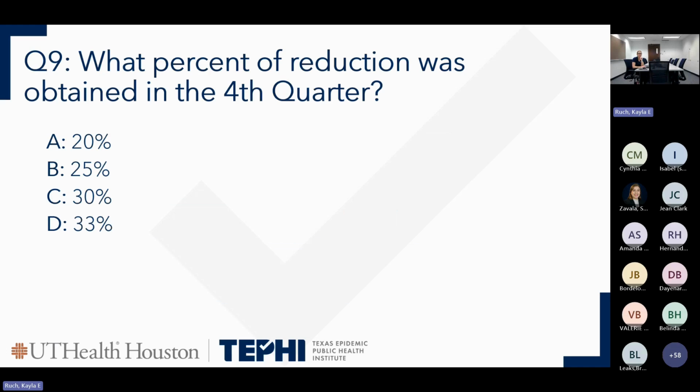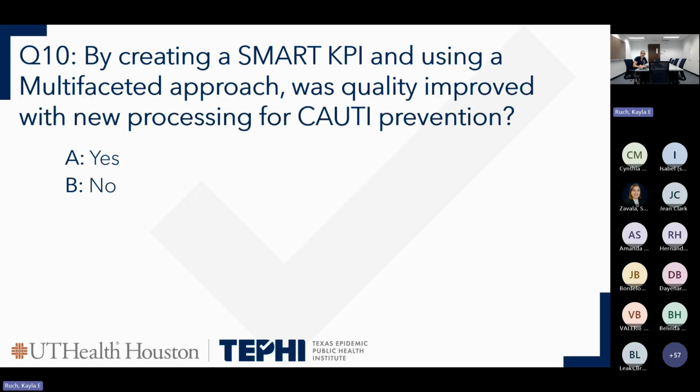And what percent of reduction was that? So what is the percent of reduction from the 3rd quarter to the 4th quarter? Is it about 20%, 25%, 30%, 33%? And yes, the correct answer is D, 33%.